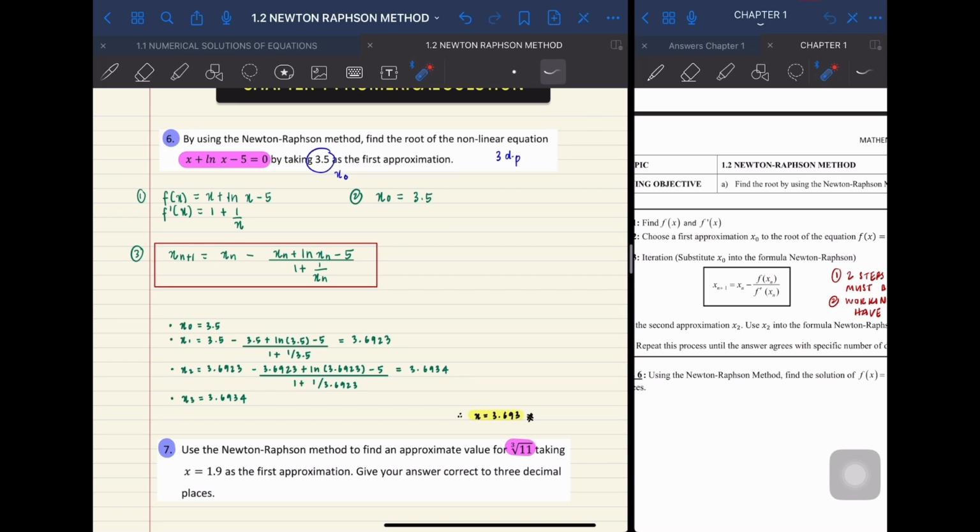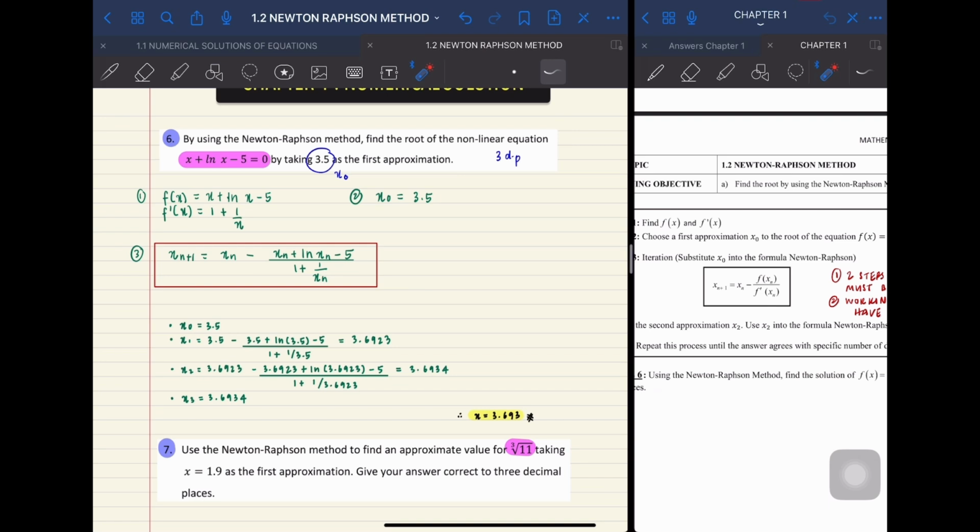Okay, so for x3 and so on, you don't need to substitute one by one like this, no need. You just need the answer. You write the answer over here, and you can see it is exactly the same. So this is when you know you have to stop the iteration. When you stop, this is not your final answer yet. You need to round off to 3 decimal places. So this is your final answer.